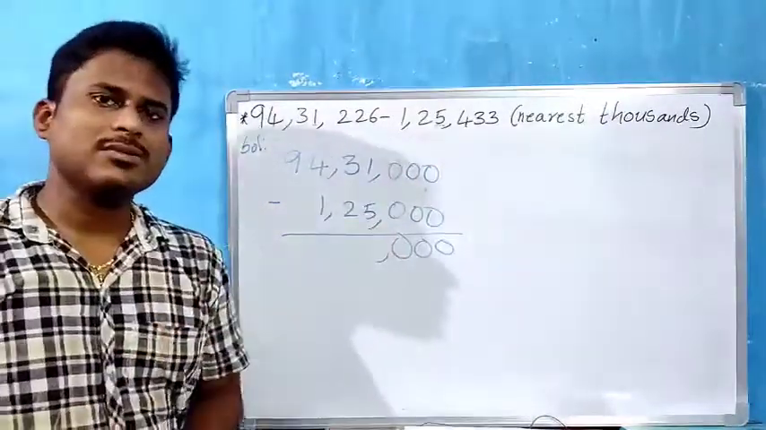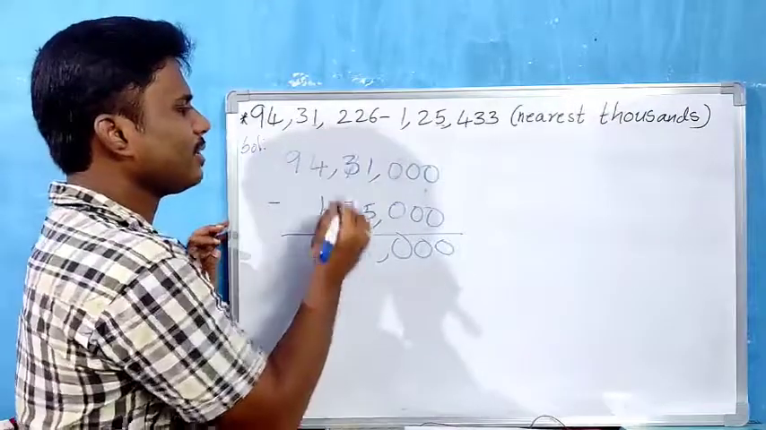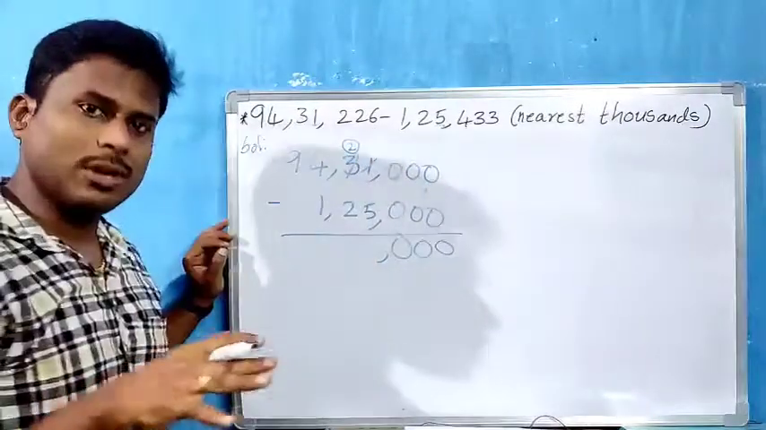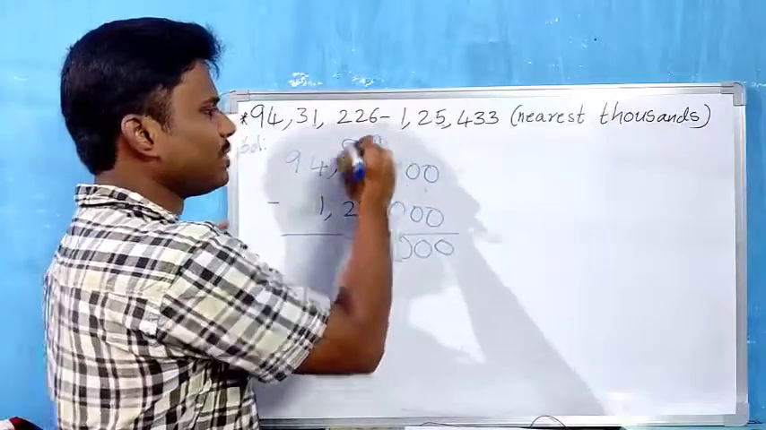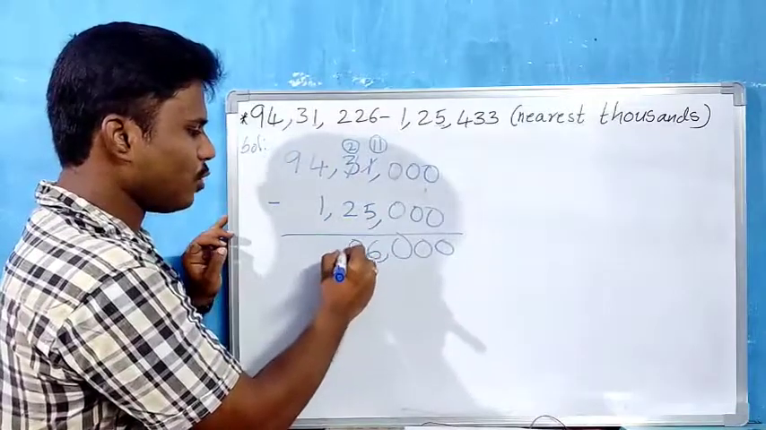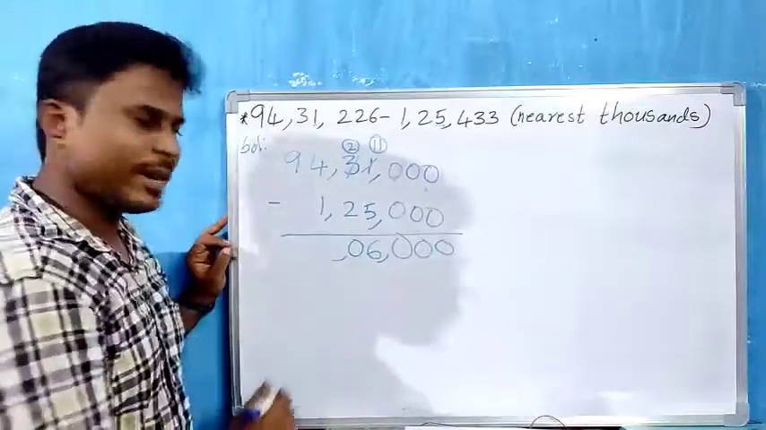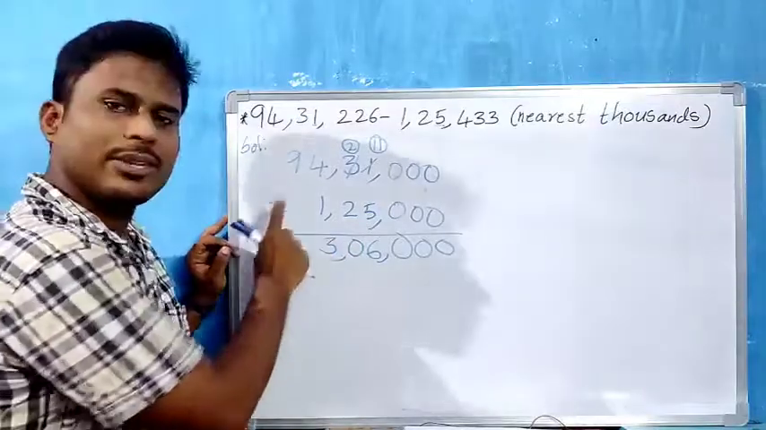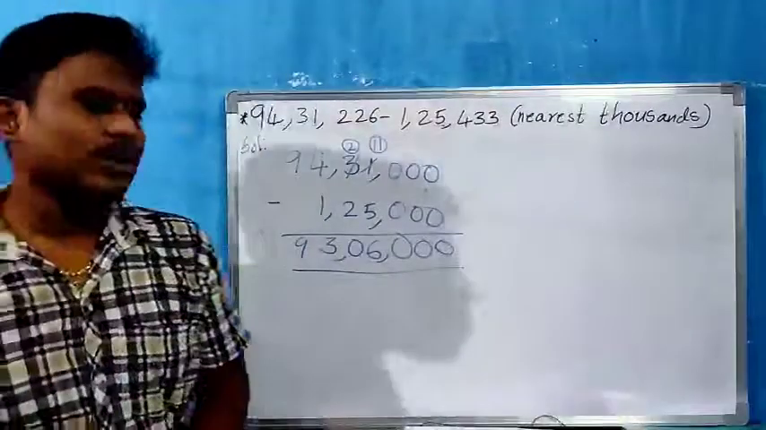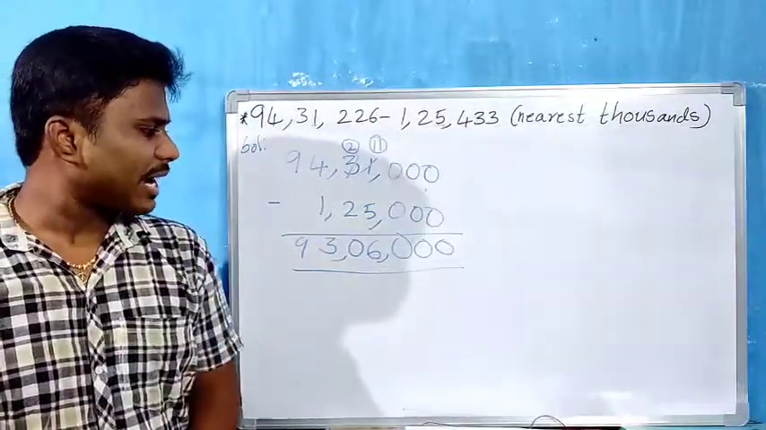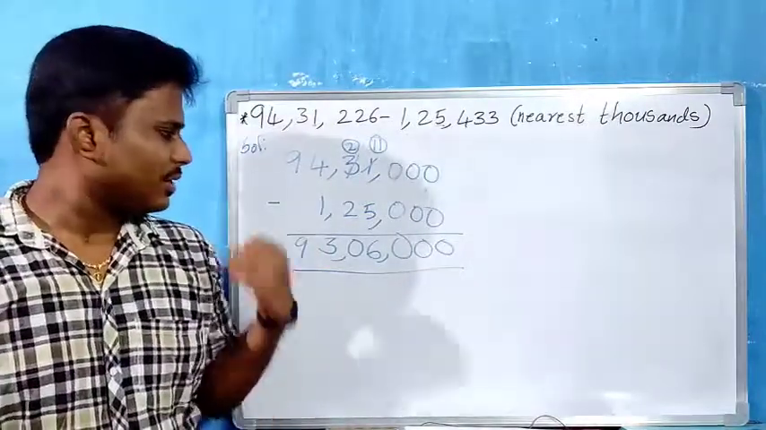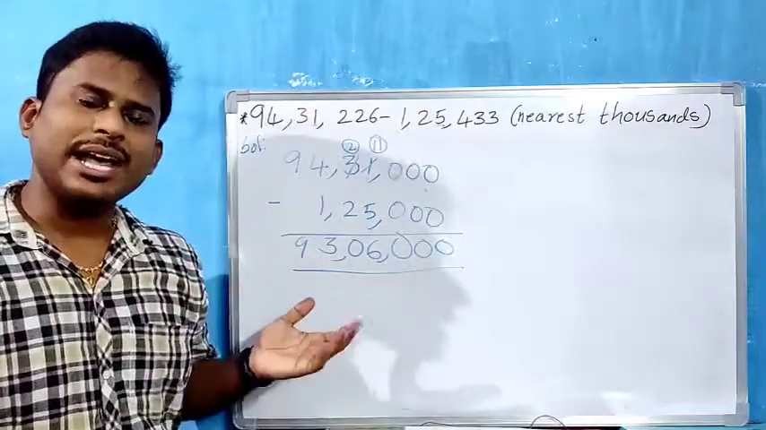1 minus 5 isn't possible, so regroup from the 10,000s place. Here there will be 2 ten-thousands, and 1 ten-thousand equals 10 thousands. 10,000 plus 1,000 is 11,000. 11 minus 5, 6. Now 2 minus 2, 0. Insert a comma. 4 minus 1, 3. And there is no 10 lakh place, so directly you write 9. So the difference is 93,06,000, children. So when we round off to the nearest thousands, the estimated difference is 93,06,000.